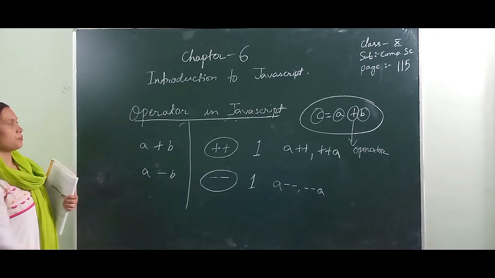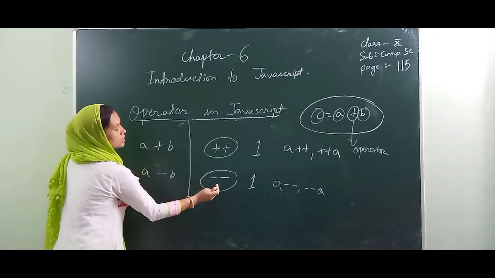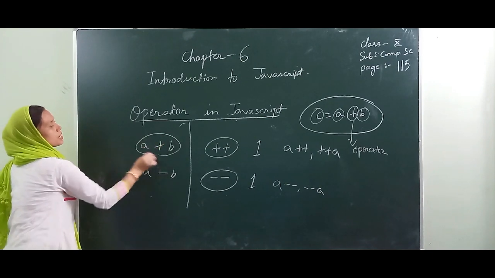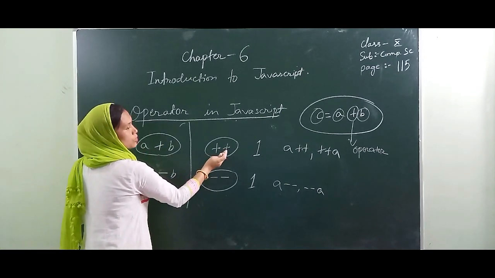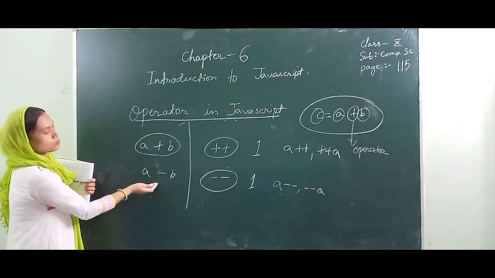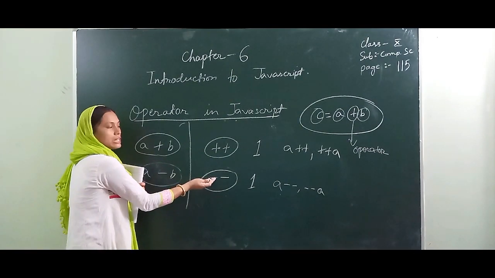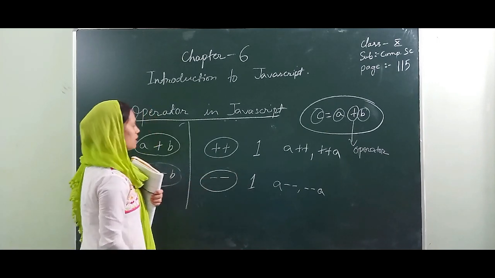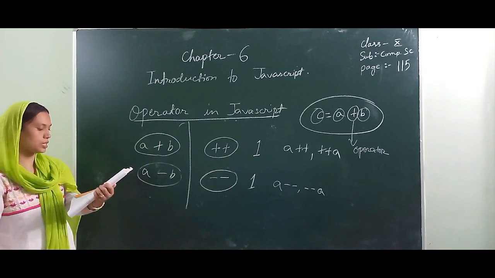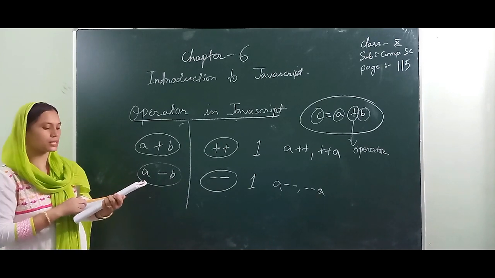So in this manner, single plus and double plus are different. Single minus and double minus are different. With the single plus, we add 2 variables, and with the double plus, we increase the value by 1. With the single minus, we subtract 2 variables, and with the double minus, we decrease the value by 1. Here we use 2 variables, and on the other side we use a single variable. So in this manner, single plus and double plus, single minus and double minus are different.